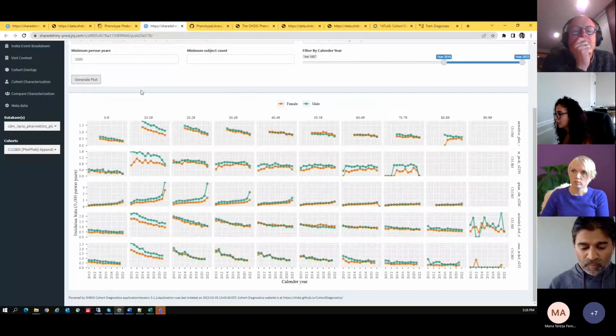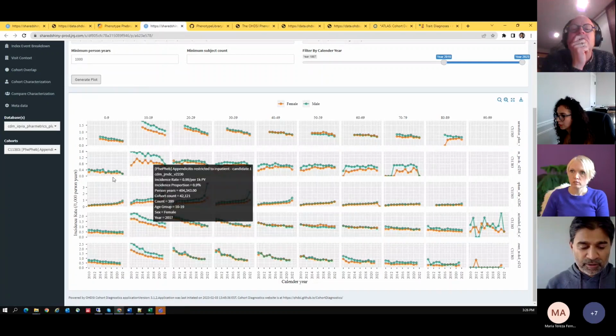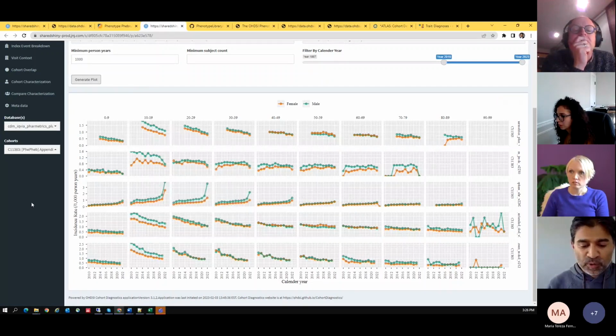So we're just looking at the rate also by... notice there's a slightly higher rate in the males compared to the females. Males has the bluish line and the females are the orange-ish lines, in the 10 to 19 mainly.